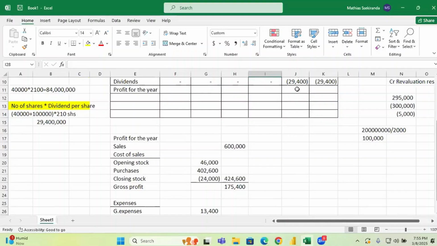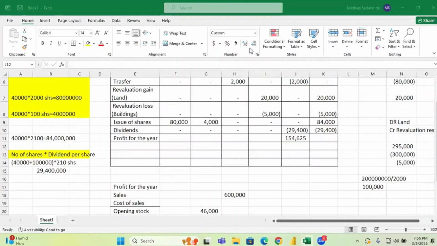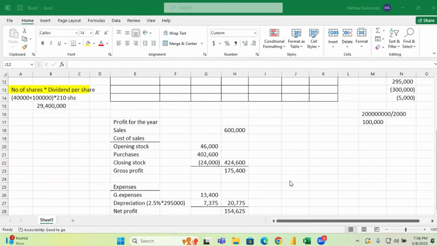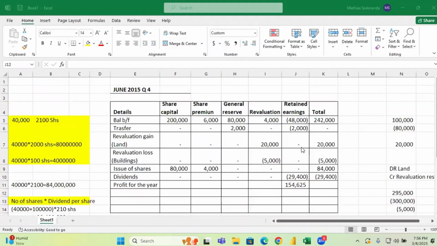Okay. Yes, Speciosa. So I wanted to find out, isn't the loss at the beginning of the year part of the expenses? And also the revaluation gain, is it not part of income? Okay, very good questions. Loss as at beginning of the year, we said that is retained earnings.